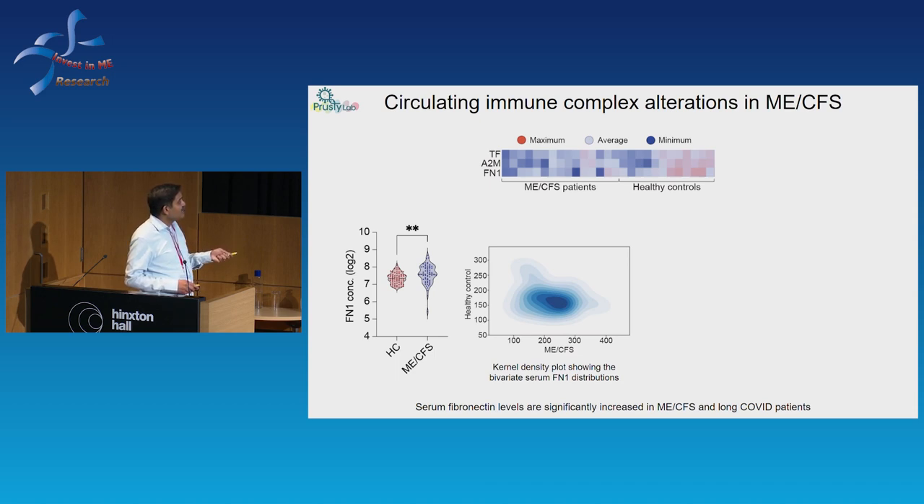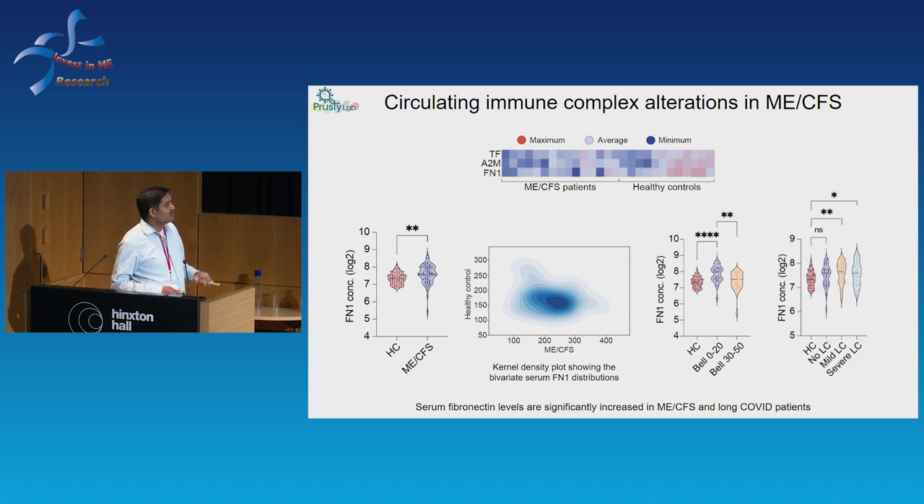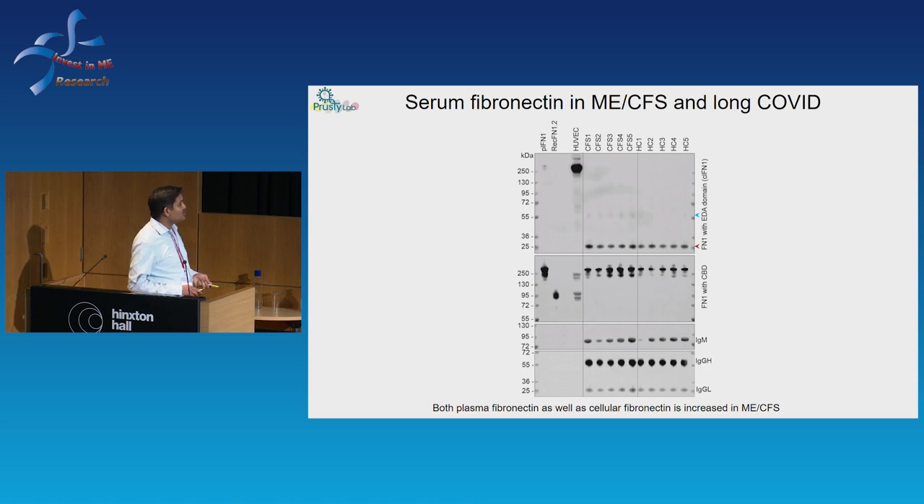So you can see that ME/CFS patients have roughly 200 to 300 microgram per ml fibronectin, whereas healthy controls have roughly around 150. You can nicely see that it correlates with disease severity, so the most severe patients have the maximum increase in fibronectin amounts, whereas the mild and moderate patients don't show such a big difference. And interestingly, when we looked into the long COVID group, we see that there is a trend towards increased fibronectin amounts in the serum in the long COVID group also.